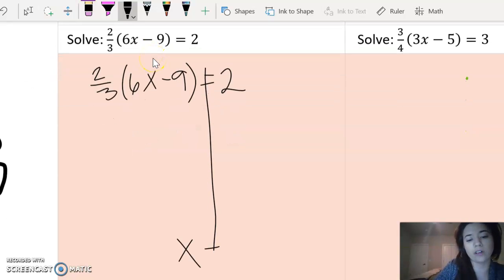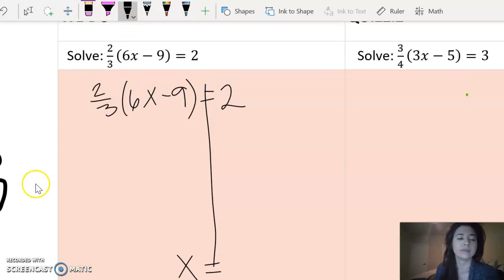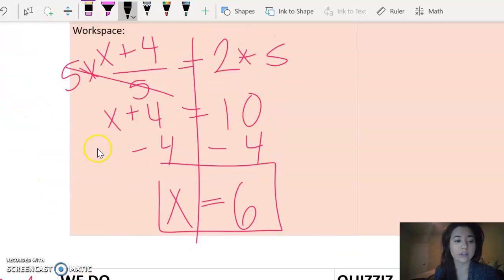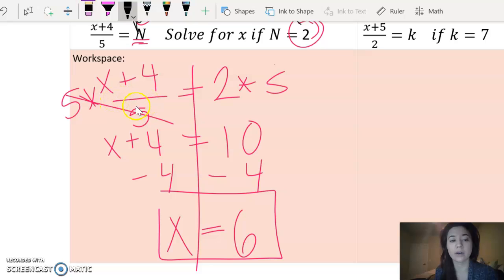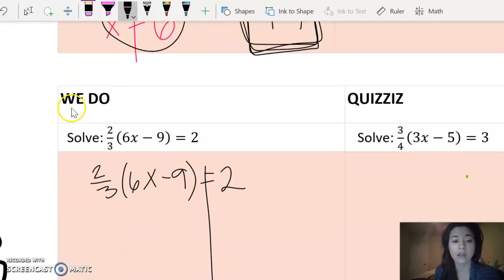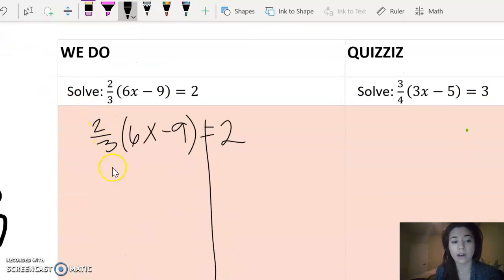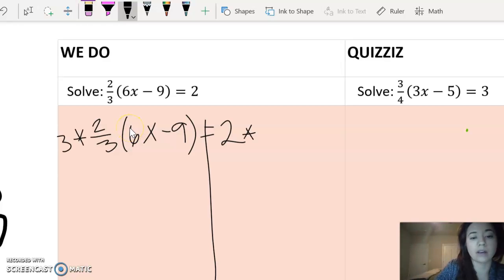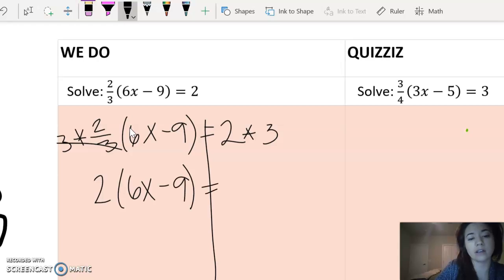So we know we're trying to get to the point where we know what x equals. Now, just like the first two problems, the very first thing we did was get rid of the denominator, get rid of the bottom of our fraction. We had a divide by 5, so we got rid of it by multiplying by 5. We had a divide by 3, we got rid of it by multiplying by 3. Same thing here. We have 2 divided by 3. I'm going to get rid of that divide by 3 by multiplying both sides by 3. 3's cancel. Now I have 2(6x - 9) equals 2 times 3 is 6.